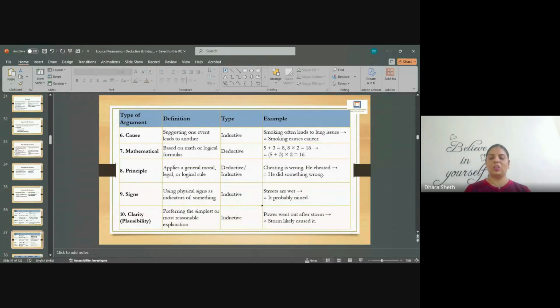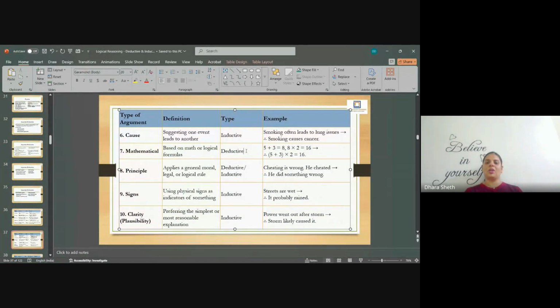Next, cause. Suggesting one event that leads to another. Reason for something. Okay. Causal argument. Again, this is inductive. Smoking often leads to lung issues. Therefore, smoking causes cancer. Now, because often is used, you realize that it is based on observation, and this may not be true for everyone.